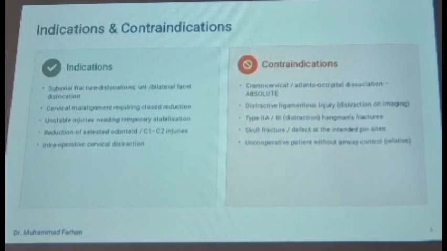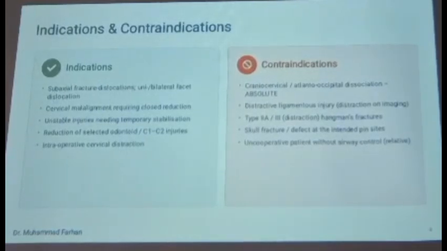When applying cervical traction, there are specific sites at which the pins are applied to the cranium. When these sites are fractured, then cervical traction may not be applied properly. Control cannot be achieved with cervical traction. Then we should not apply cervical traction, and we can achieve the stabilization by some other methods.